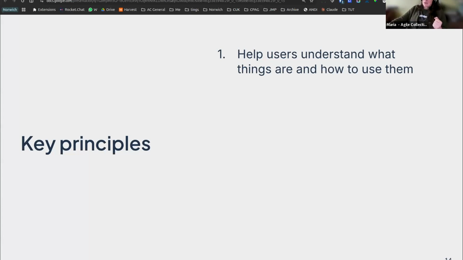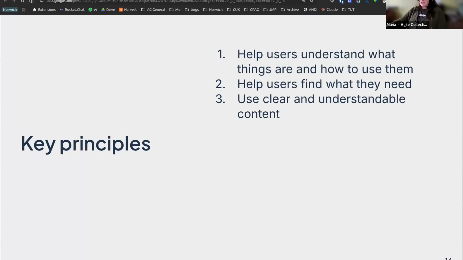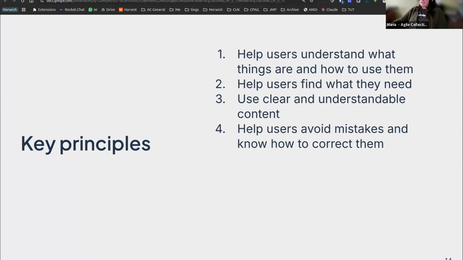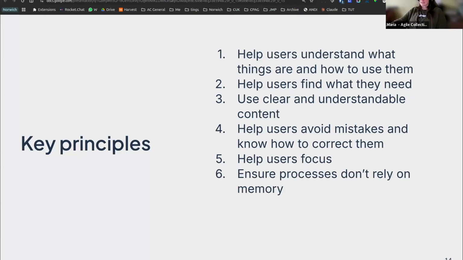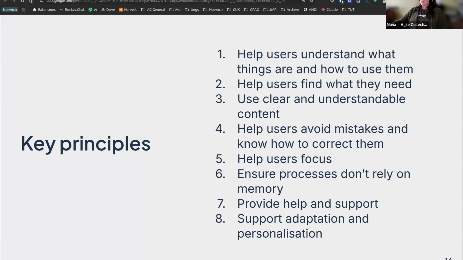Yeah, so right. Okay, so the key principles are: helping users understand what things are and how to use them, help users find what they need, use clear and understandable content, help users avoid mistakes and know how to correct them, help users focus, ensure that processes don't rely on memory, provide help and support, adaptation and personalization.